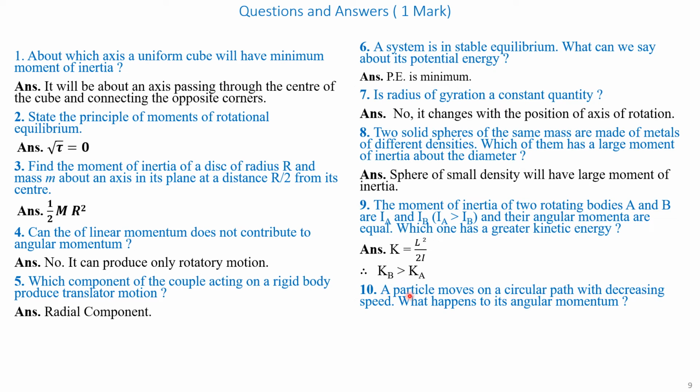Question number 10. A particle moves on a circular path with decreasing speed. What happens to its angular momentum? Answer. We know that the angular momentum vector L is equal to vector r cross m vector v. Therefore, the magnitude of L decreases, but the direction remains the same.